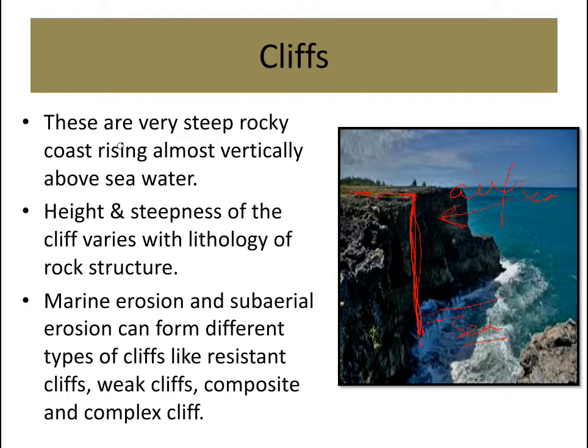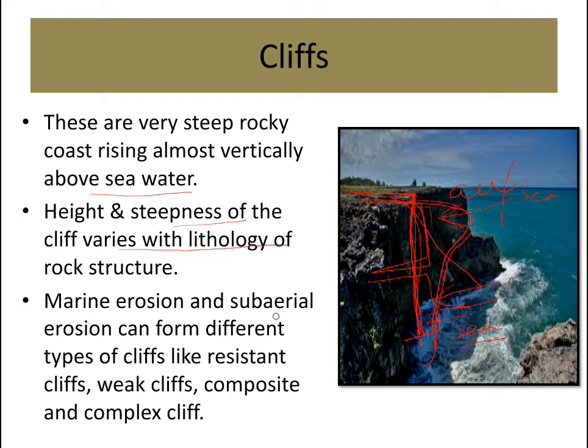These are very steep rocky coasts rising almost vertically above the seawater, and the height and steepness of the cliff varies depending upon the lithology of the rock structure. Suppose here it is stable or hard rock, whereas here it is a soft rock which can be easily eroded, but the hard rock can't be eroded. So the position changes like this. Depending upon the hard rock here and the soft rock here, the cliff's position and shape also change.